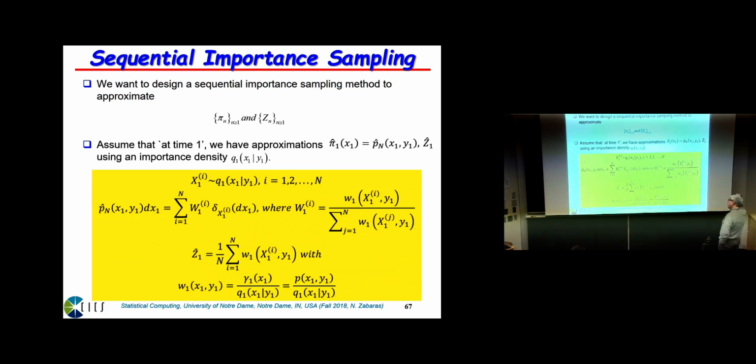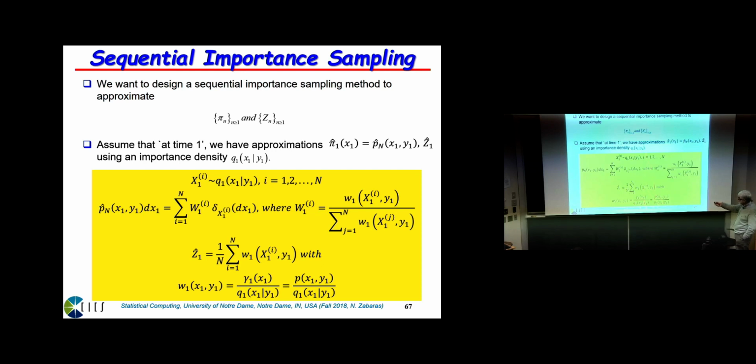So let me start the algorithm just to give you a sense of how things may work. Let's say we start at time 1. This is our target distribution, right? We're going to do importance sampling. So we're not going to sample from here, but from some importance distribution Q1. So we take samples from Q1, and then the approximation of pi n, the normalized posterior, looks like this, and the approximation of the normalization factor looks like that.